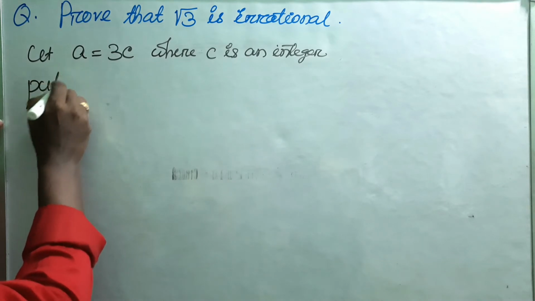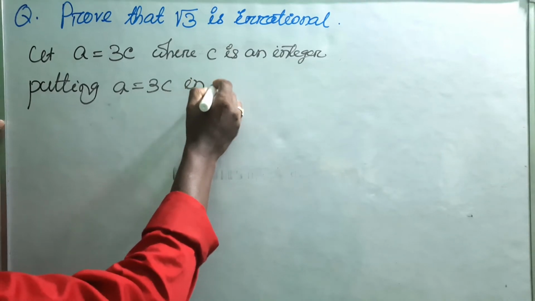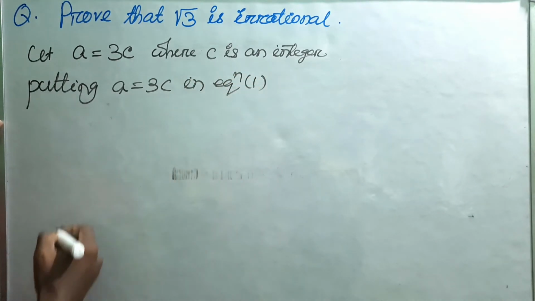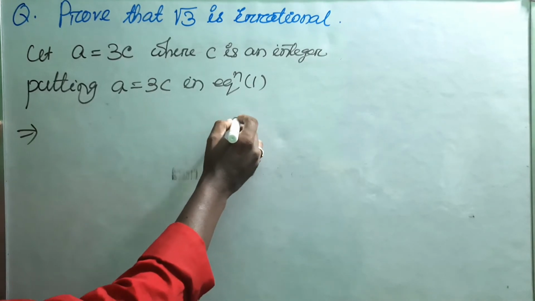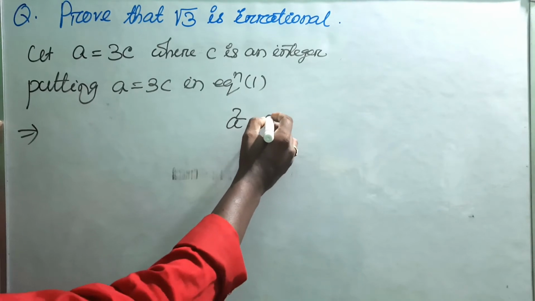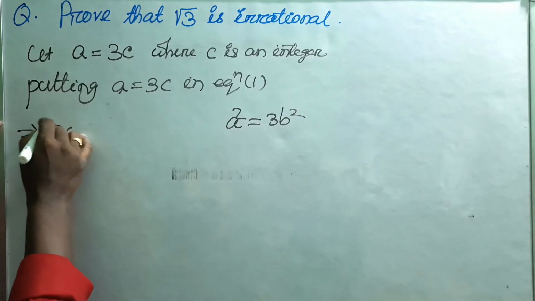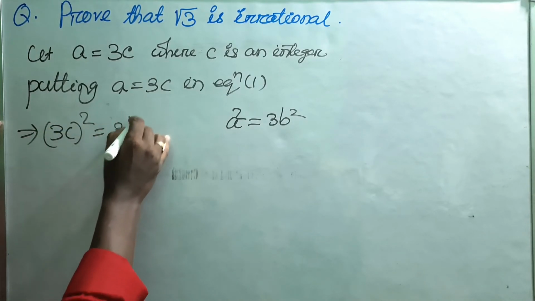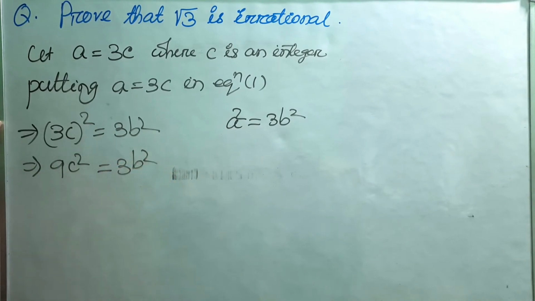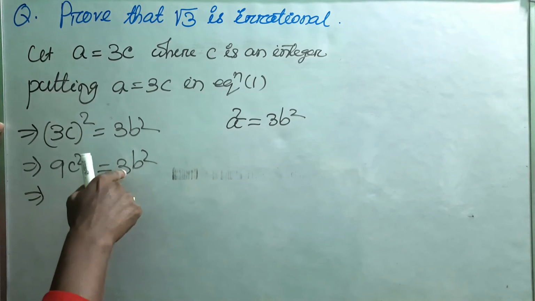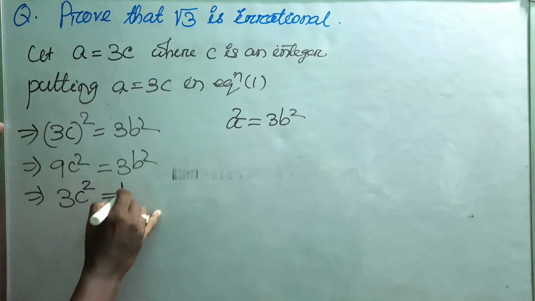So write down here, putting a is equal to 3c in equation 1. What will we get then? Equation 1 is a square is equal to 3b square. Now put this value in this equation, so what will we get? We will get (3c) square is equal to 3b square. Now this implies 9c square is equal to 3b square. Then this implies, if we bring 3 to this side, it becomes 9 by 3, that is equal to 3. So write down 3c square is equal to b square.